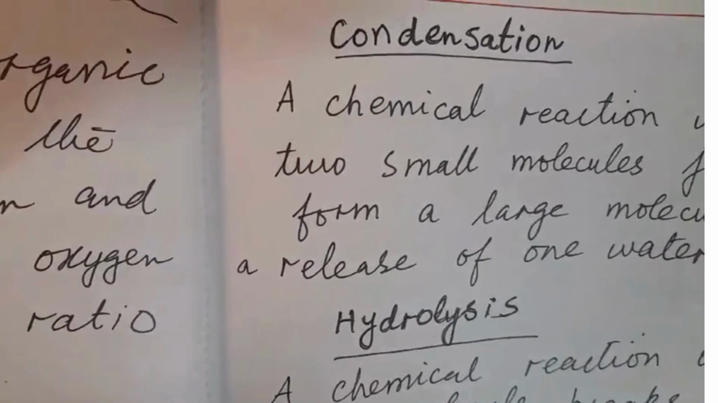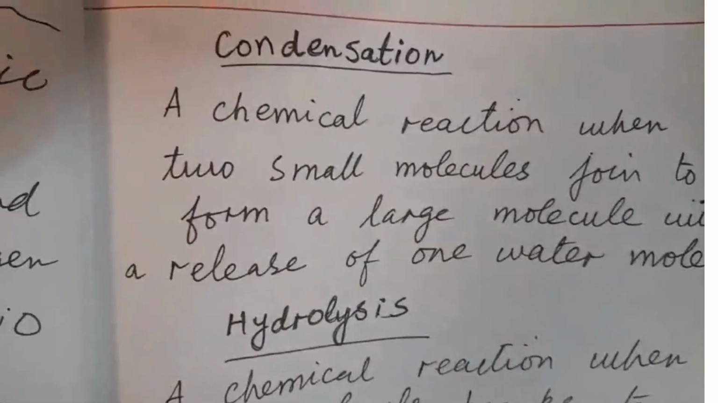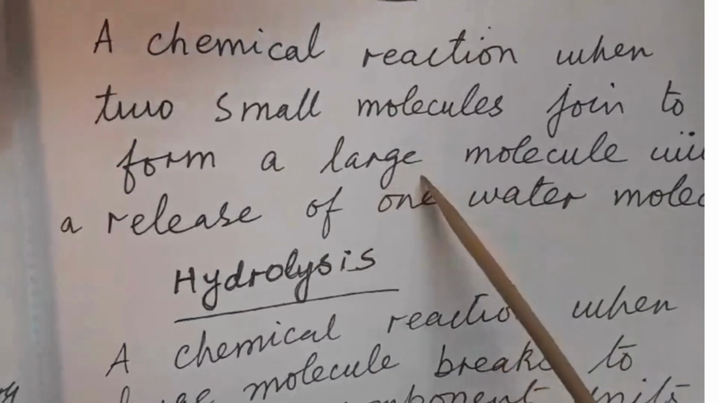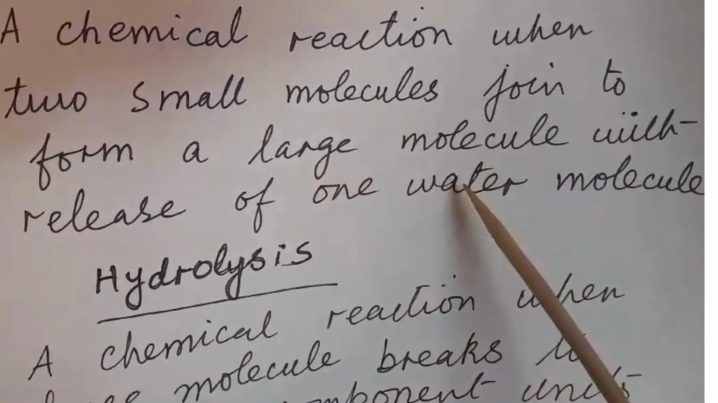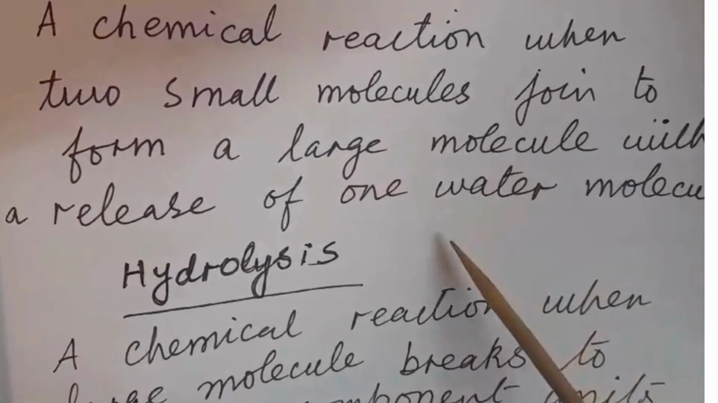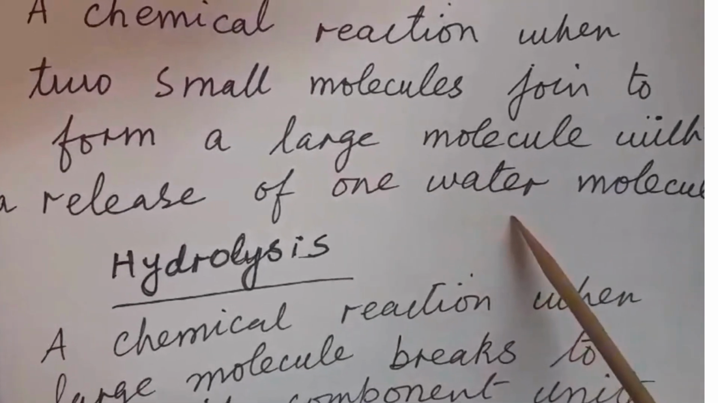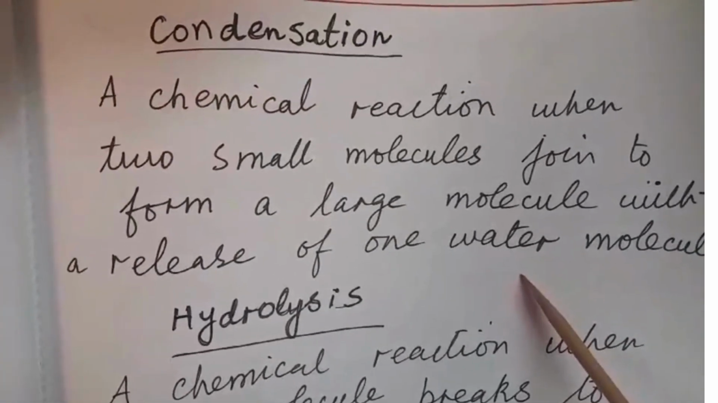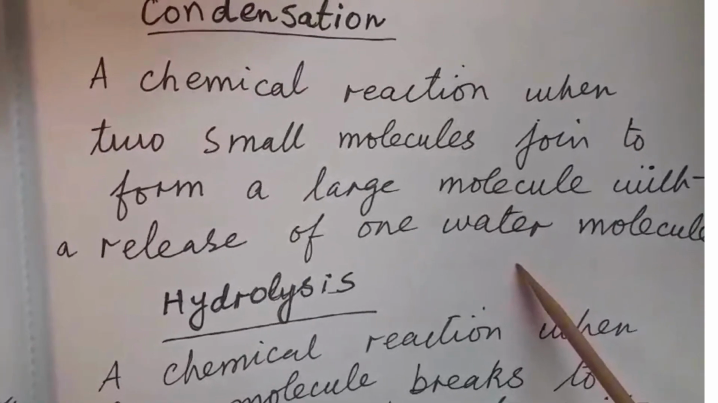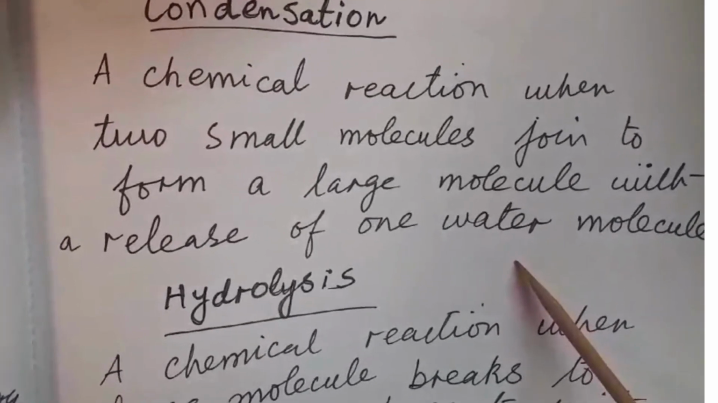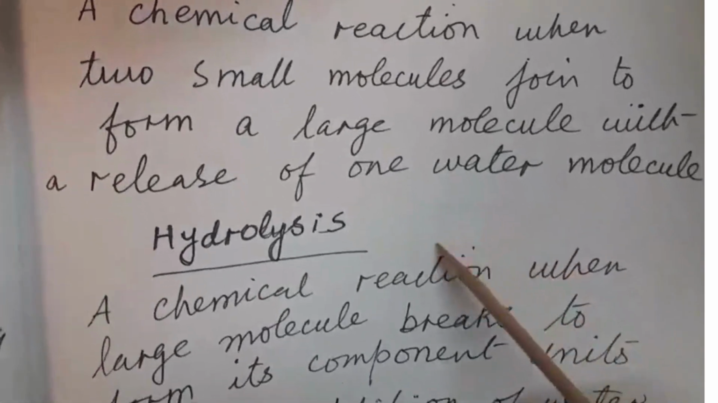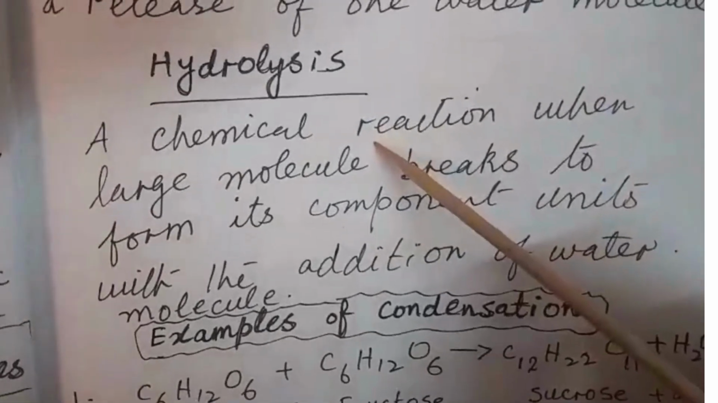Students, there are two chemical reactions in biochemistry and they are very important. One of them is condensation. Condensation is a chemical reaction when two small molecules join to form a large molecule with the release of one molecule of water. A condensation reaction takes place, for example, when amino acids combine and make the polypeptide chain.